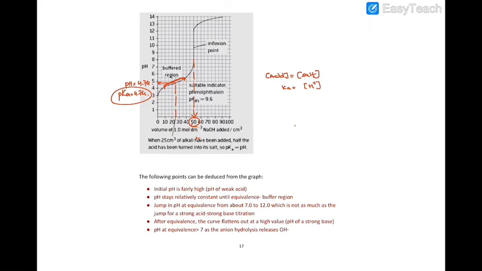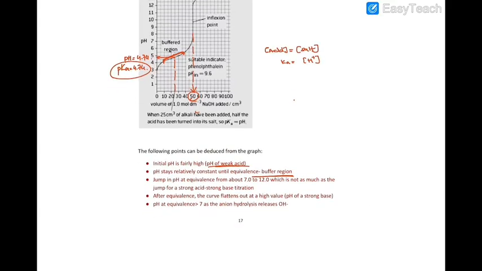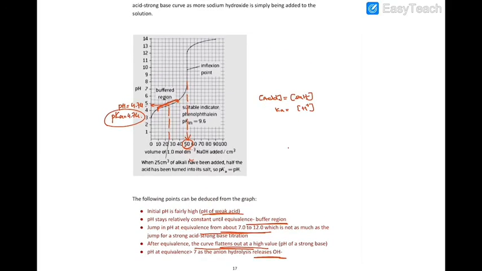If you look at the graph, you can see that the initial pH is fairly high because it's a weak acid. And the pH will stay relatively constant until the equivalence point. So this is the buffer region. And there's going to be a jump in the pH at equivalence point, which is not as much as the jump when you have the strong acid, strong base titration. And then after the equivalence point, the curve is going to flatten. After pH 7, we're going to have more OH minus in solution. And here you're going to have the part that is the same as for a strong base pH.